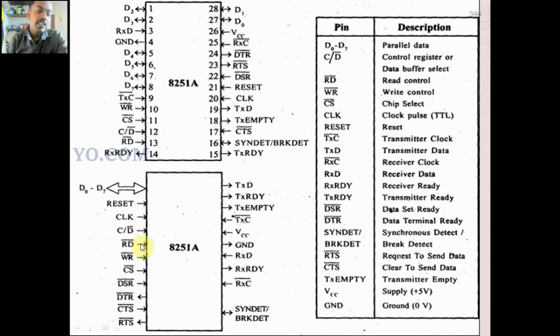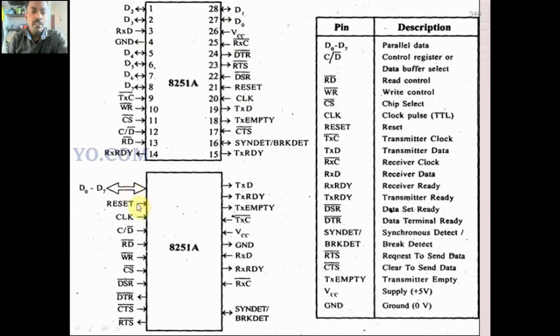The signal diagram indicates what signals are present in the 8251. See, D0 to D7 is the parallel input, the 8-bit parallel data receiver. So the microprocessor data lines are connected with these D0 to D7 lines. Here the lines are spread over the entire IC, that is D2, D3, D4, D5, D6, D7, then D0, D1. Okay, so they are combined together here.